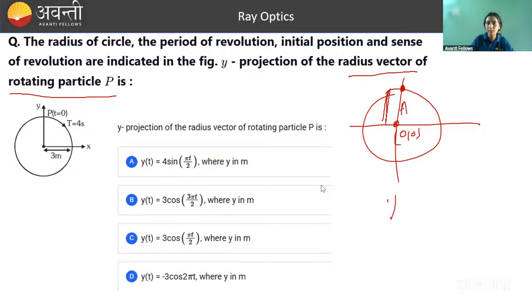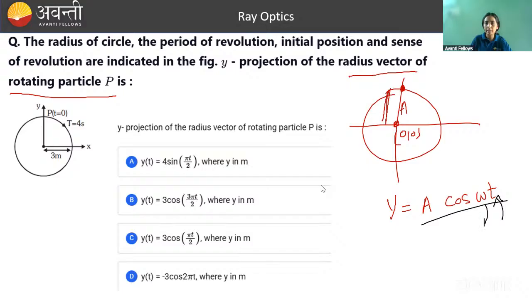So equation अगर आपको लिखना है, you will use cos. You will write y is equal to a cos omega t. Why I'm writing cos omega t here? Anyway, y equal to a cos omega t, because if you put here t equal to 0, you will get y equal to a. Which is true here.